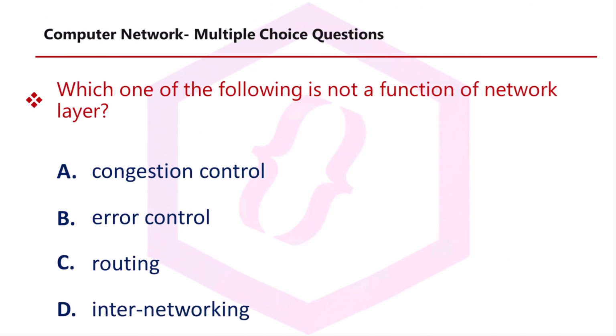Which one of the following is not a function of network layer? Option A, congestion control. Option B, error control. Option C, routing. Option D, internetworking. And the correct answer is option B, error control.